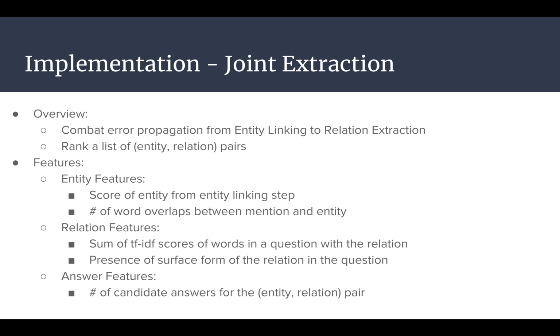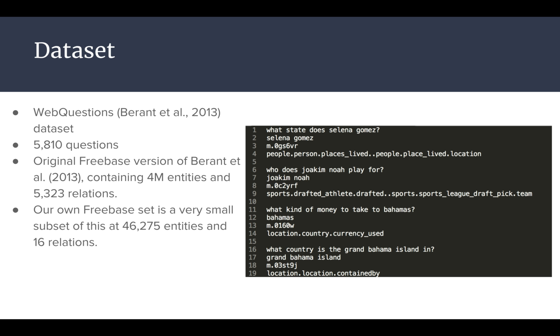In the joint extraction step, we attempt to combat error propagation stemming from the entity linking step to the relation extraction step, and we do this by ranking a list of entity relation pairs based on an SGD classifier. The features that we use are extracted from entities, relations, and candidate answers.